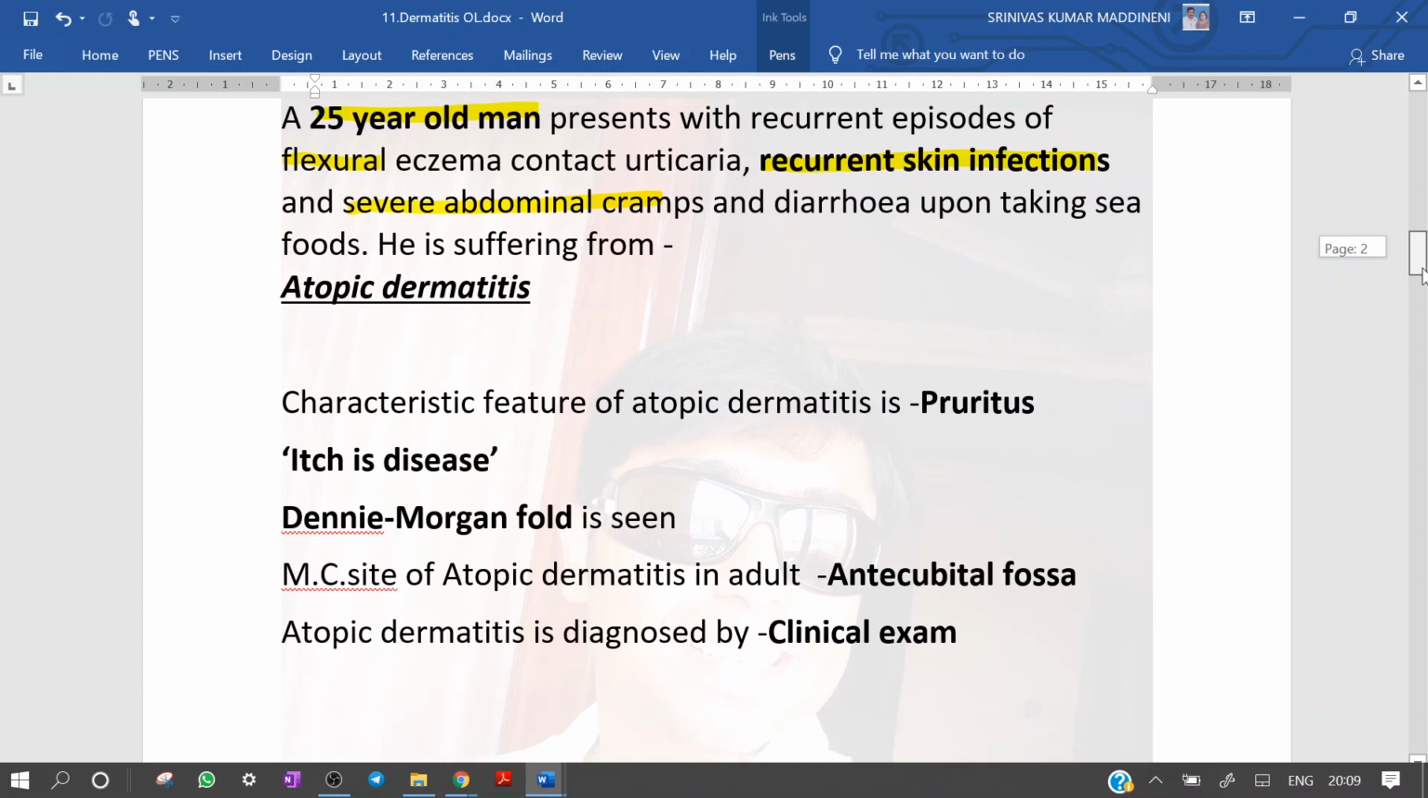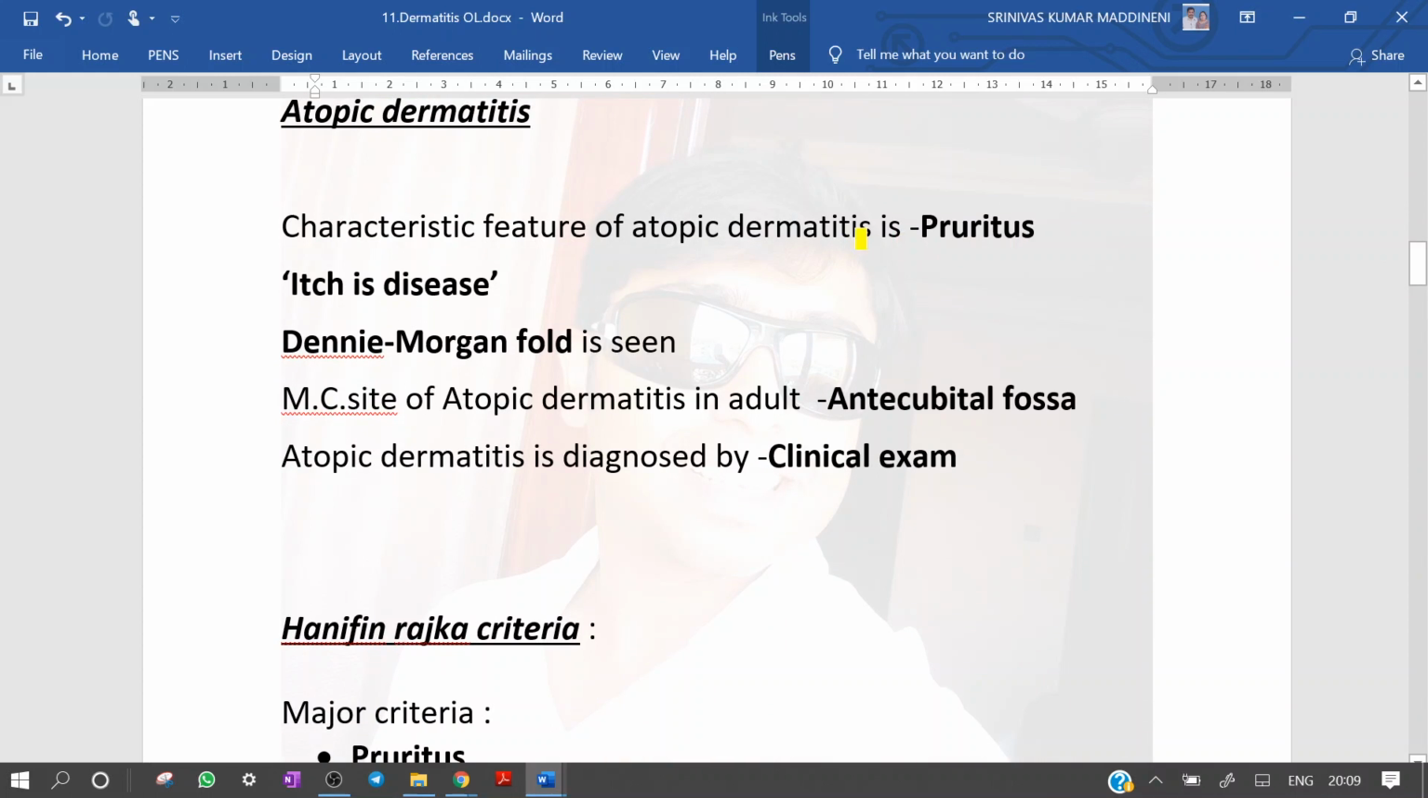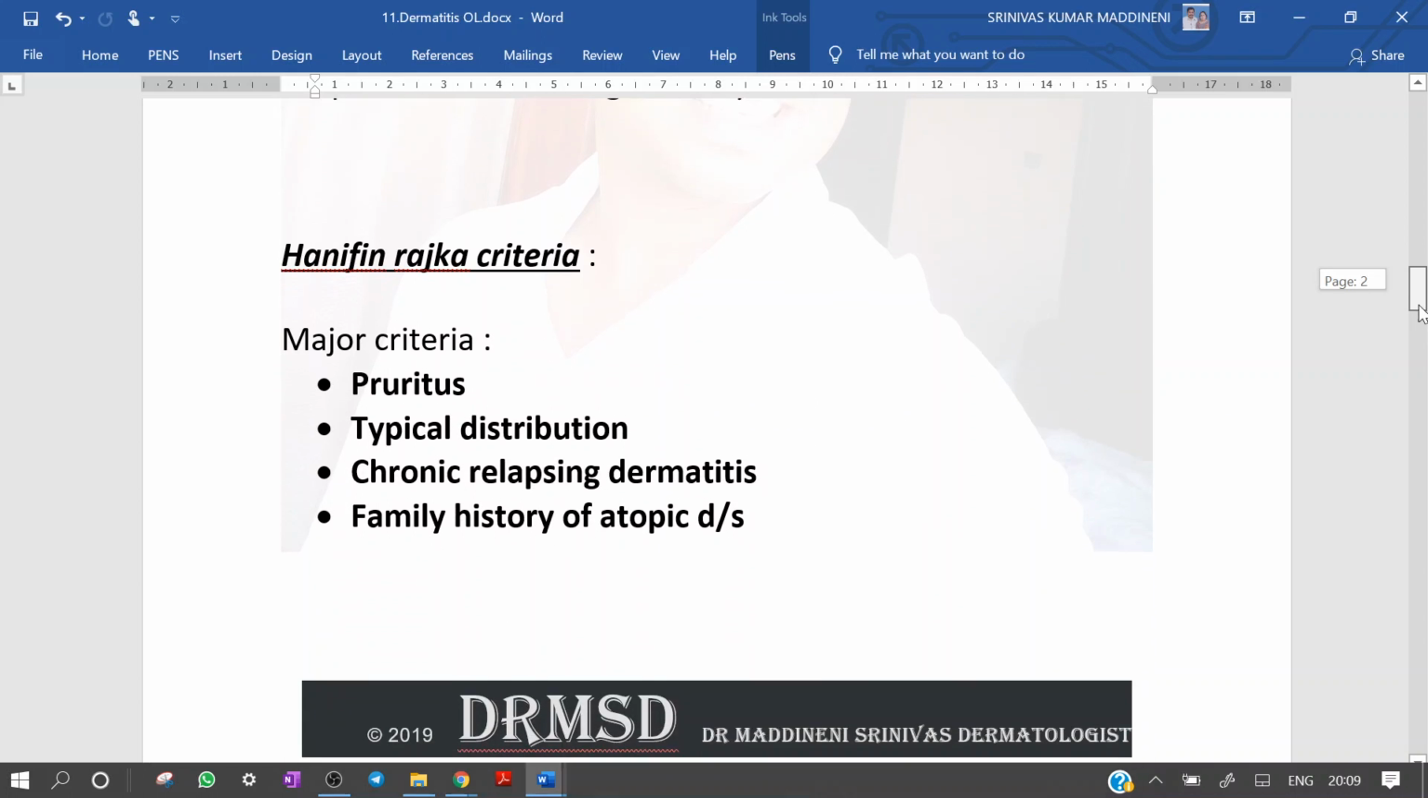The most characteristic feature of atopic dermatitis is pruritus, and in fact, it is said itch is the disease. And in this condition, itch will be seen before even the rash is seen. This is called, in fact, as itch that rashes. And there is Denny Morgan fold in atopic dermatitis. Most common site of atopic dermatitis in adult is, you must check the antecubital fossa, and it is diagnosed by clinical examination with the help of Hanifin-Rajka criteria.